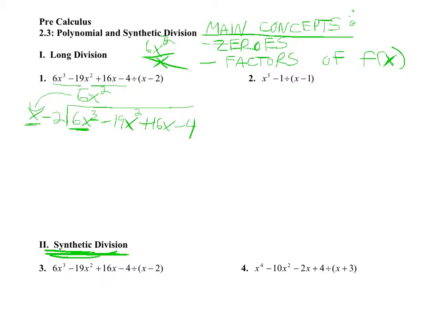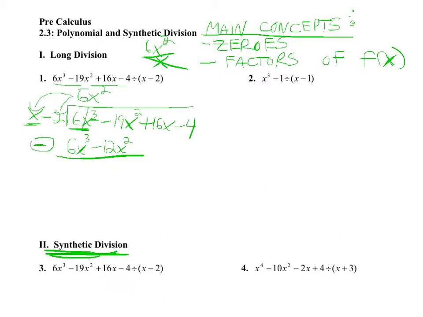So 6x squared times x is 6x cubed. That's what we want. We want that to cancel out. Then I multiply this negative 2 by 6x squared. That gives me minus 12x squared. Now here's where it can get a little tricky here. We are going to subtract these. I'm going to put a little minus sign. I'm going to subtract these.